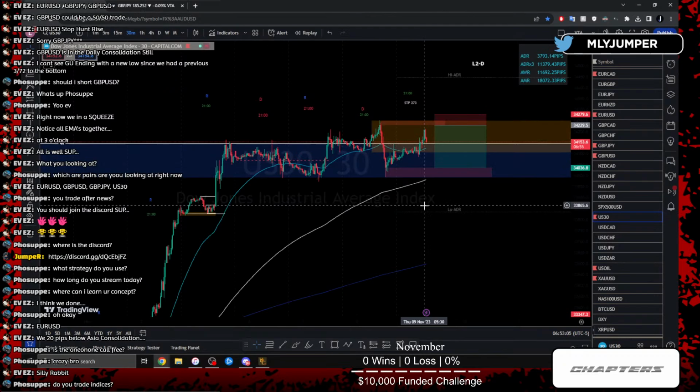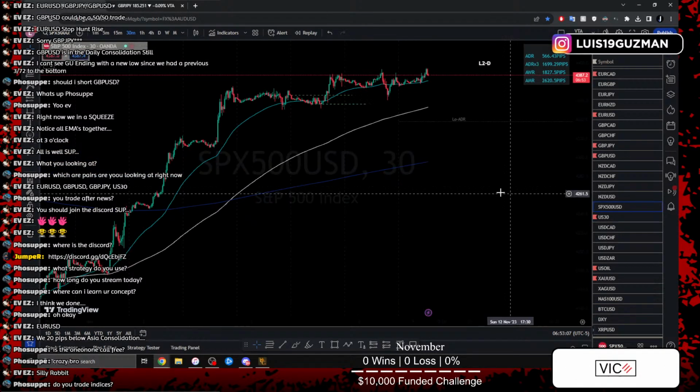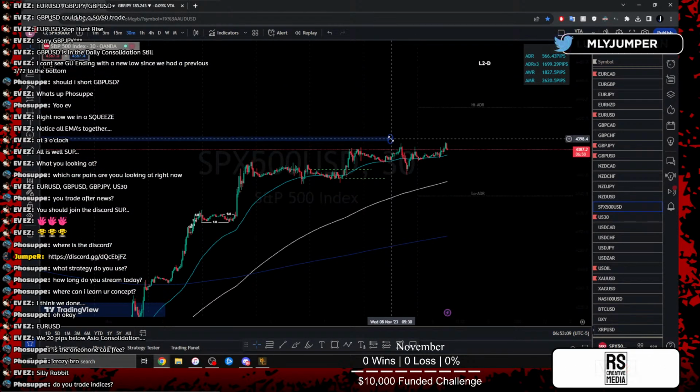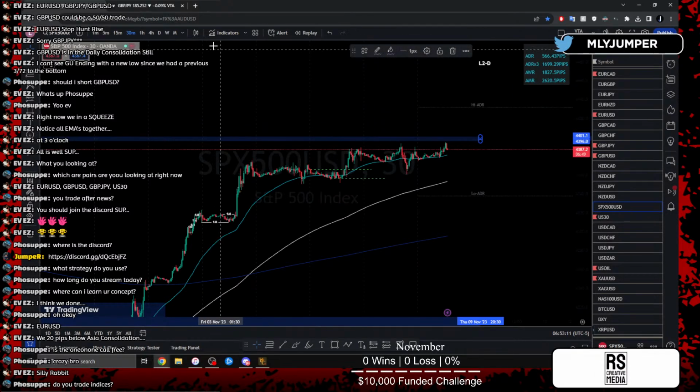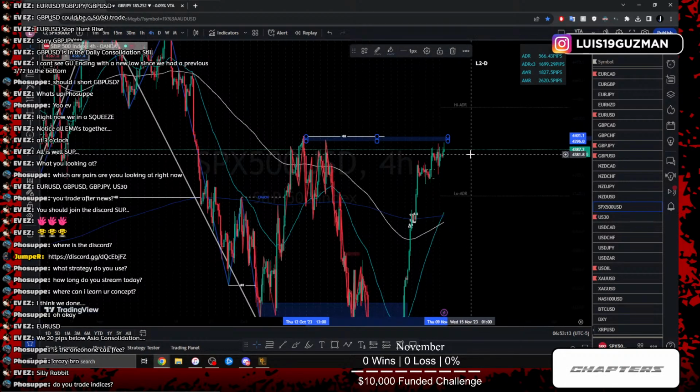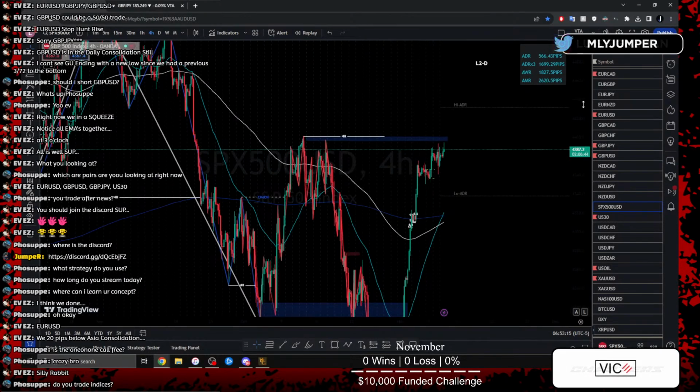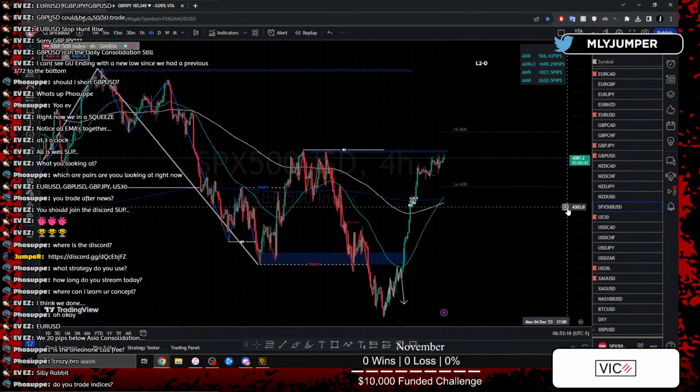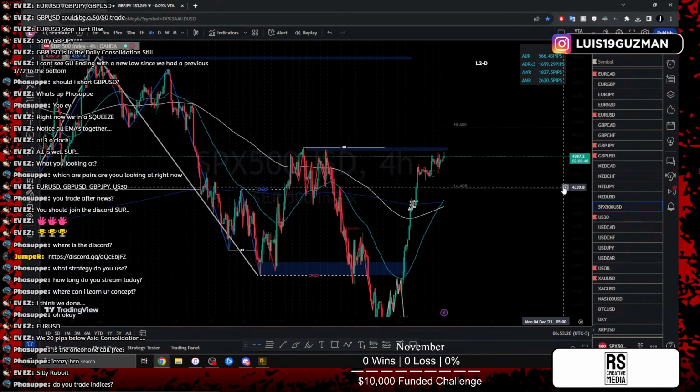But for the most part, S&P, NAS, US 30 are all pretty much in the same exact vicinity, right? Which is again the high of the day to the low of the day, or the high of their session to the low of the session.